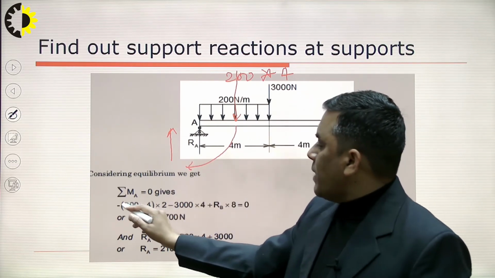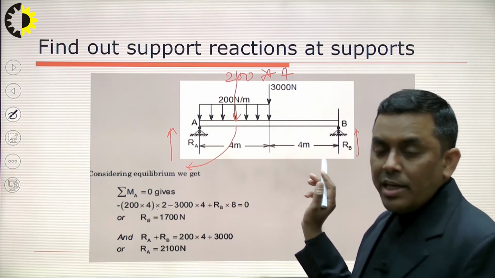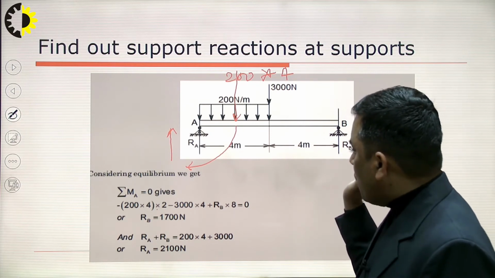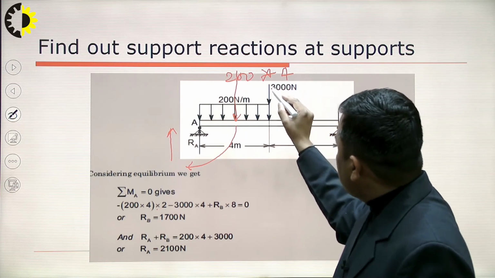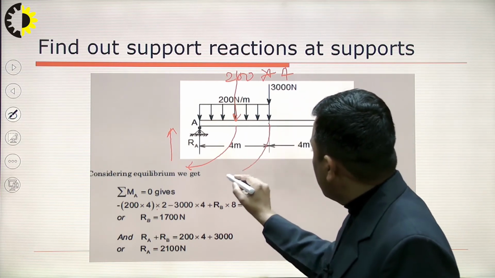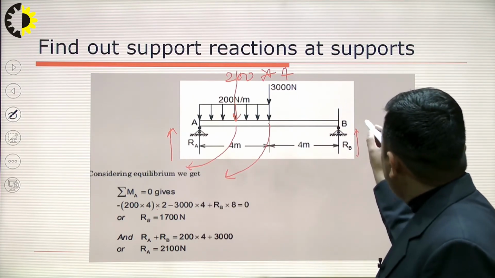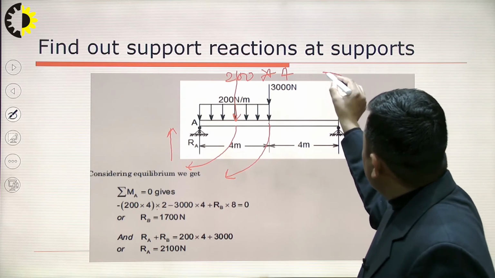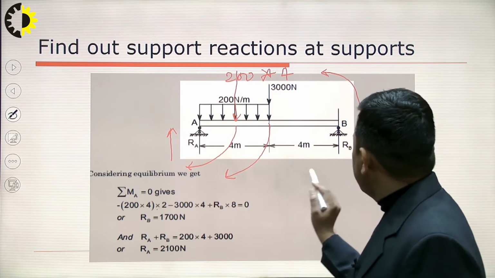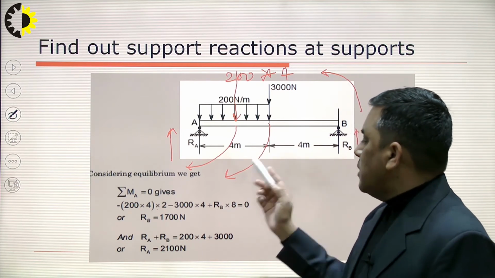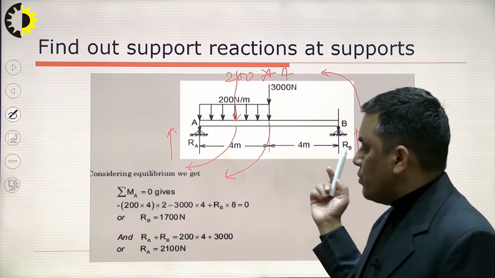If I have taken the clockwise rotational tendency as negative, then obviously I will take anti-clockwise as positive. So this is one rotational tendency. Another one is 3000 into 4. This is also a clockwise tendency about point A, so minus. And from Rb about point A, the rotational tendency will be anti-clockwise. So Rb into 8, Rb into the perpendicular distance. By solving this, the answer comes out as Rb equal to 1700 Newton.